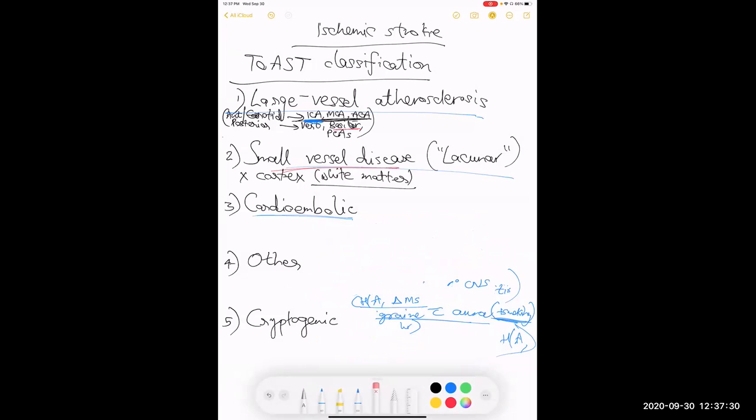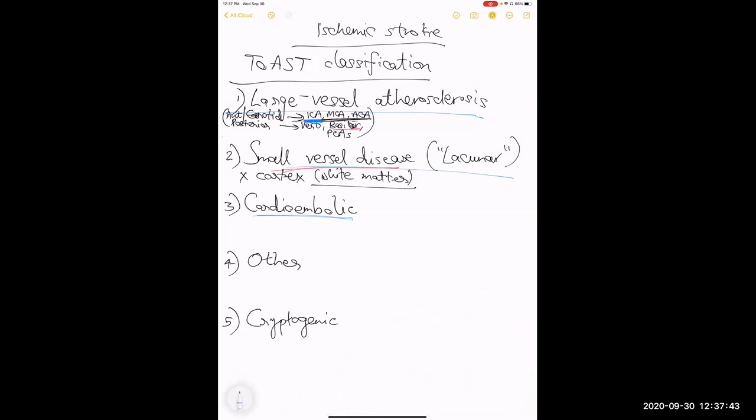Cryptogenic stroke is when you do not find any clear-cut explanation for the ischemic stroke. You classify those patients under cryptogenic stroke. They don't have any traditional risk factors. You do a workup for the other causes, you do not find any cause, and you tend to classify them under cryptogenic stroke.